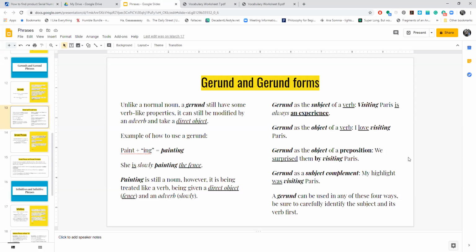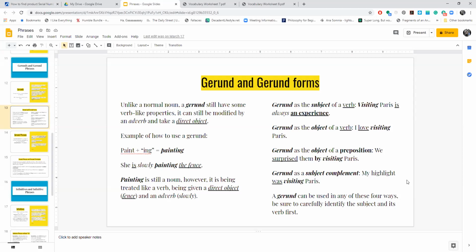The next sentence is a gerund being used as a subject complement. The sentence says, my highlight was visiting Paris. So remember, a subject complement can rename or re-identify a thing, and it gives a sentence more meaning. My highlight, the best part, was, what was your highlight? Visiting Paris. It is defining what the highlight was. It is giving you information as to what the highlight was.